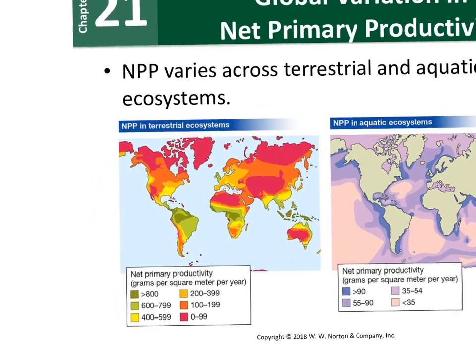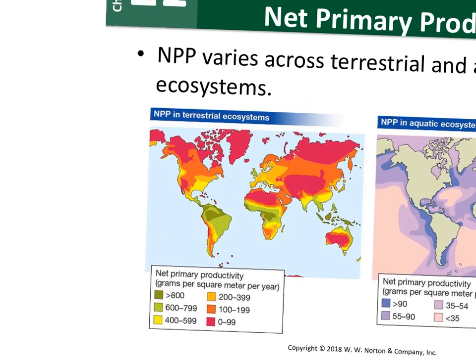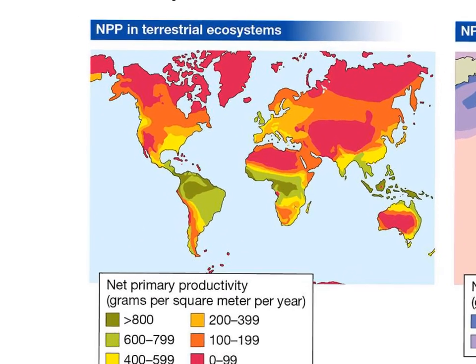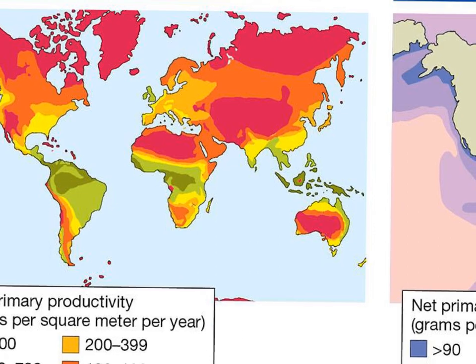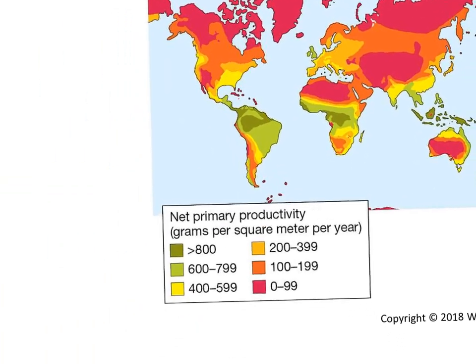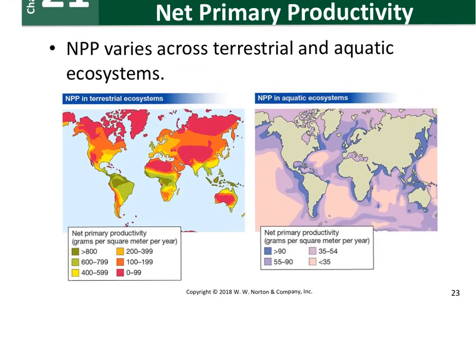So in terrestrial ecosystems, that's grams per square meter per year, and we see the greatest productivity in rainforests, in South America, in Africa, and then in Southeast Asia. Okay, that's the greatest part. And then you can see productivity declines the further north or south you go.